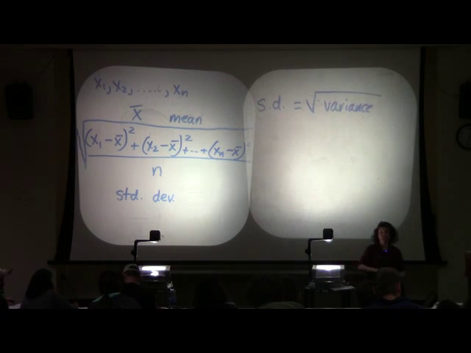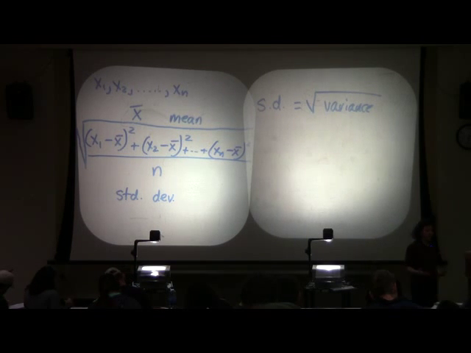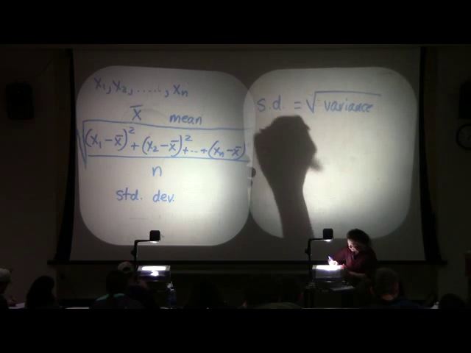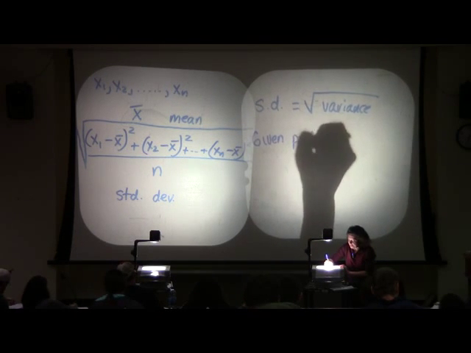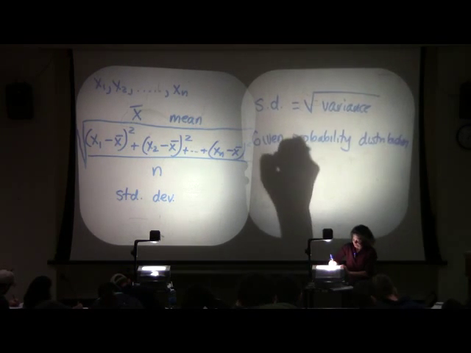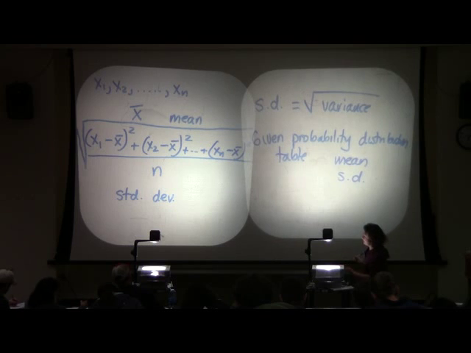And I'm only mentioning the variance because you will be asked to do that in your online homework, assuming you do your online homework. Okay? Now, in general, that's how we find our standard deviation. In this class in particular, though, we're interested in finding the standard deviation when we have a probability distribution table. So, if you haven't been writing, start now. Okay? Given a probability distribution table, I will ask you to compute your mean and your standard deviation.